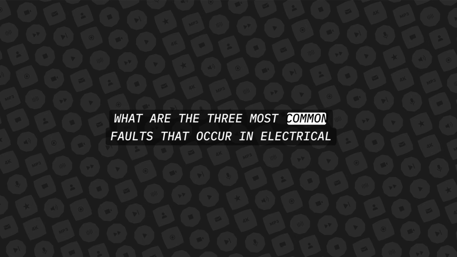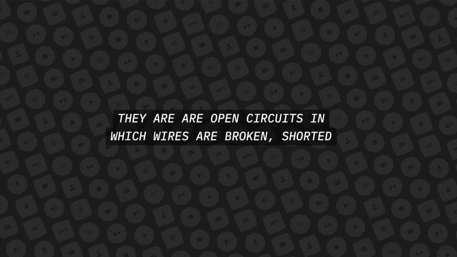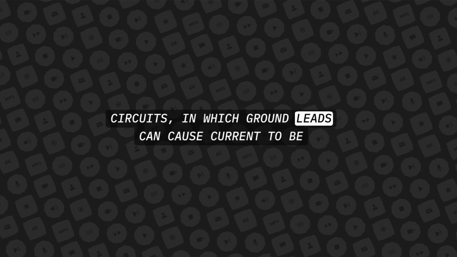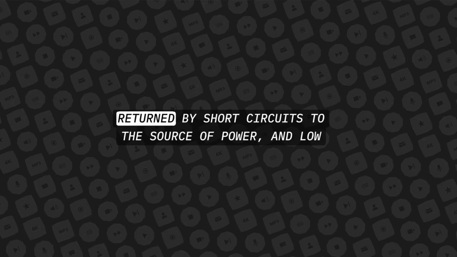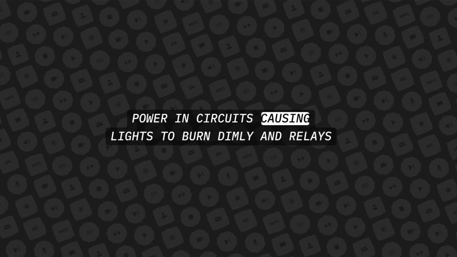What are the three most common faults that occur in an electrical current? There are open circuits, in which wires are broken; shorted circuits, in which ground leads can cause current to be returned by short circuits to the source of power; and low power, in circuits causing lights to burn dimly and relays to chatter.